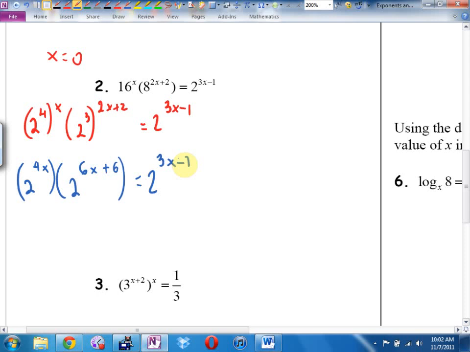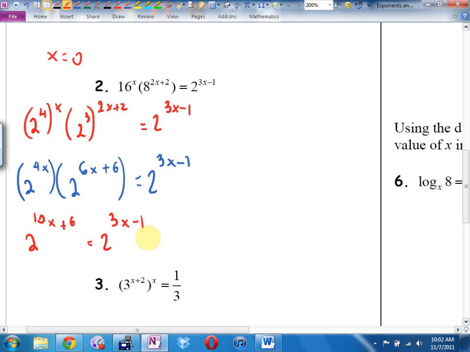Itzel, do I have one base equals one base? Are my bases the same over here, though? And what am I doing between the bracket mathematically? Adding, subtracting, multiplying, or dividing? Oh, when I'm multiplying powers and my bases are the same, what do I do with exponents? I add them. As a matter of fact, this is going to be that plus that. Gathering like terms, this is going to end up being 2 to the 10x plus 6 equals 2 to the 3x minus 1.